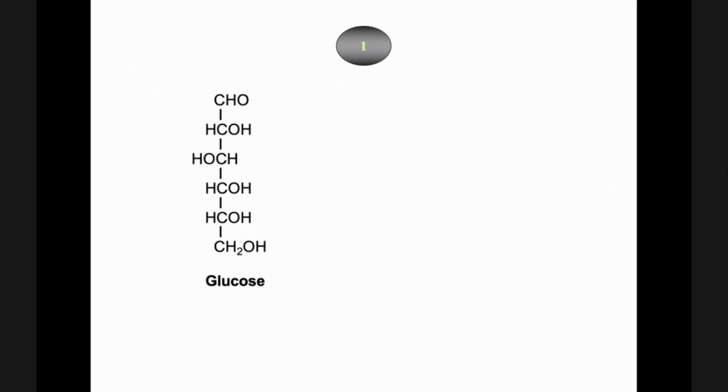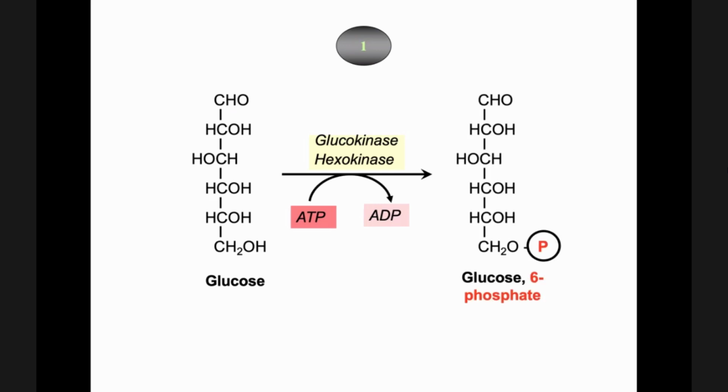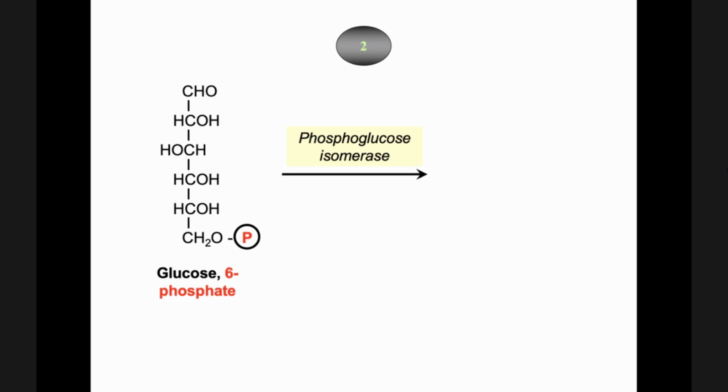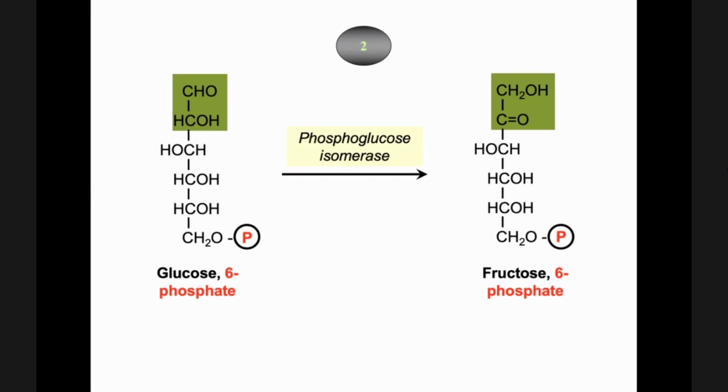So we have the glycolysis: the structure of glucose, in the presence of glucokinase and hexokinase and consuming one ATP, we hydrolyze the ATP in order to get one phosphate group on carbon number 6. So the glucose now is glucose 6-phosphate. The second step, where glucose 6-phosphate in the presence of isomerase will change its carbonyl group from carbon number 1 to carbon number 2, will change from aldose to ketose to produce fructose 6-phosphate.